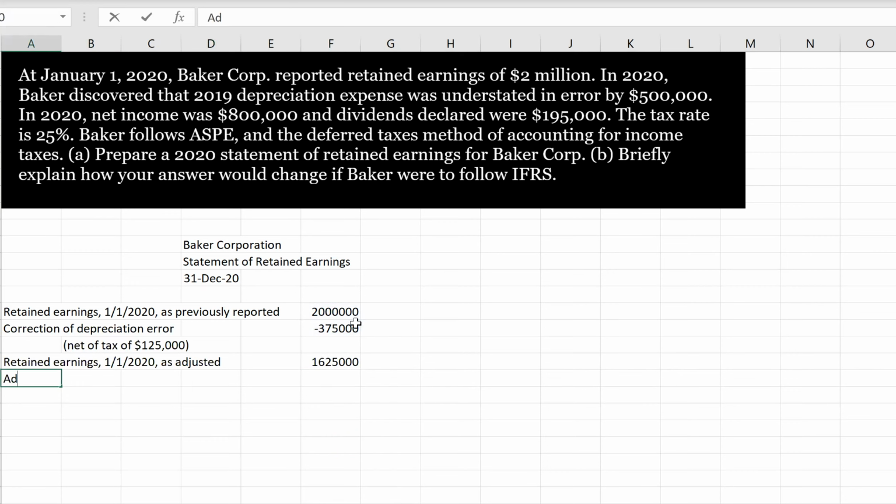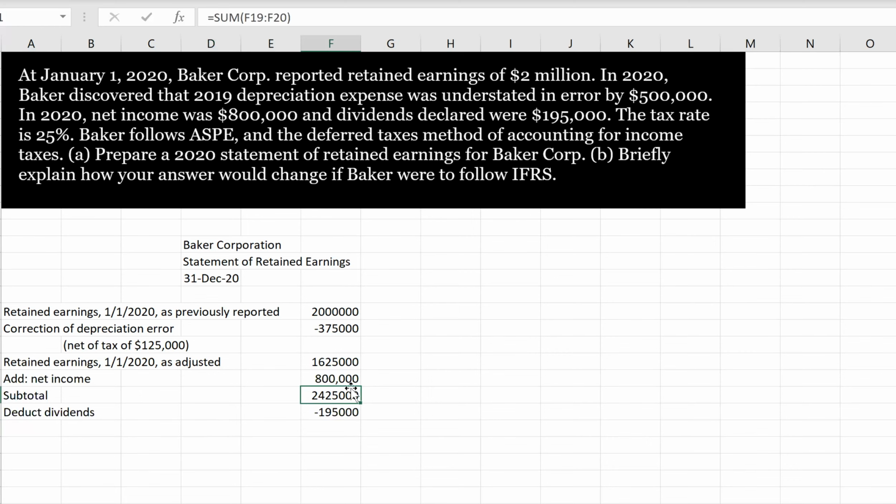Now we're going to, of course, add net income. We're told that net income was 800,000 and subtotal, so the sum of these two. And then we're going to deduct dividends. Remember how dividends go through retained earnings, deduct dividends. So we're going to deduct this 195,000. None of these numbers change. We just need to pull them through.